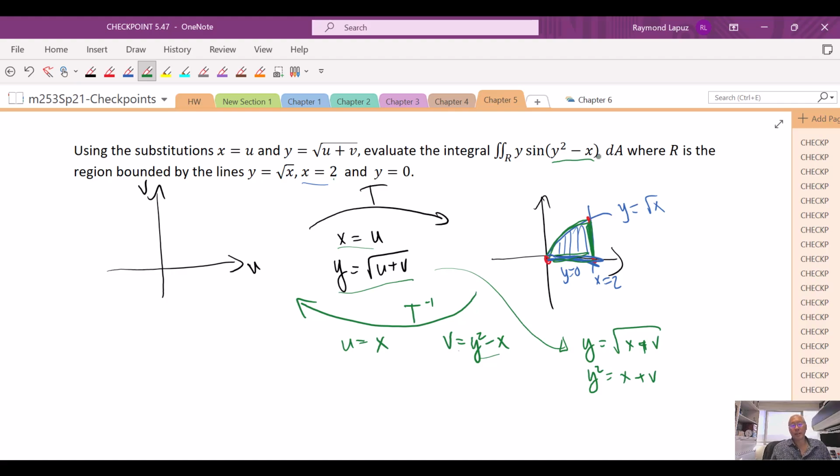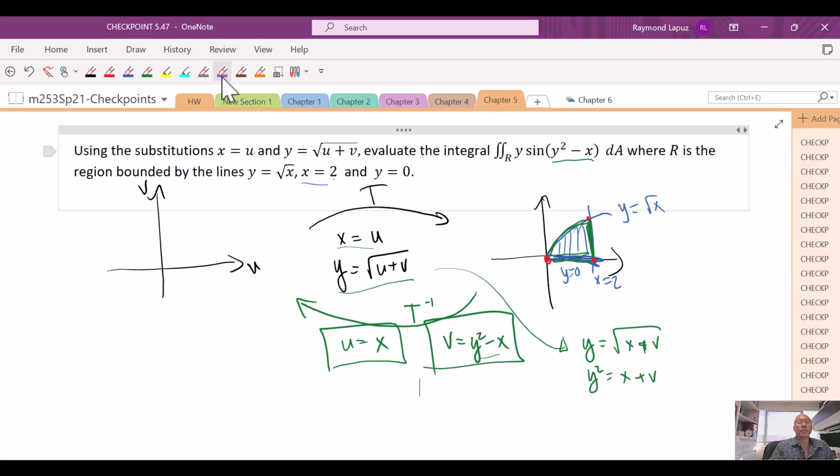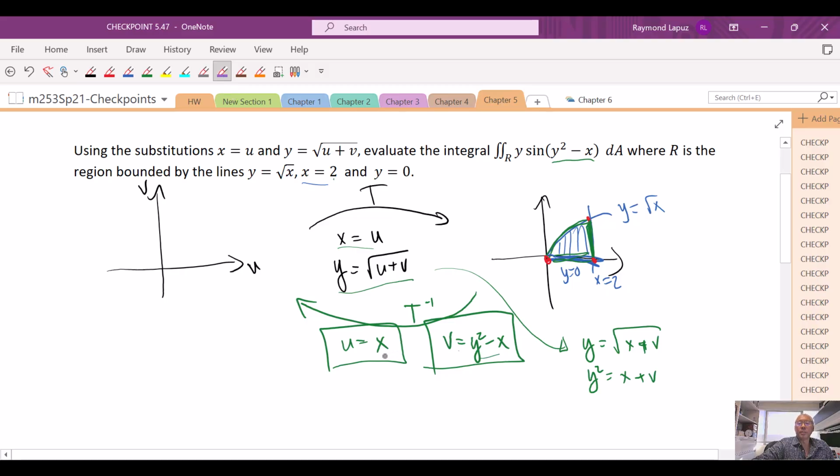All right, so now that we have that, let's figure out where this transformation takes each of those line pieces. Since x is equal to u, let's start with the x is equal to 2 line. X is equal to 2 means that u is equal to 2, and that line u is equal to 2 is just a vertical line that passes through u is equal to 2.